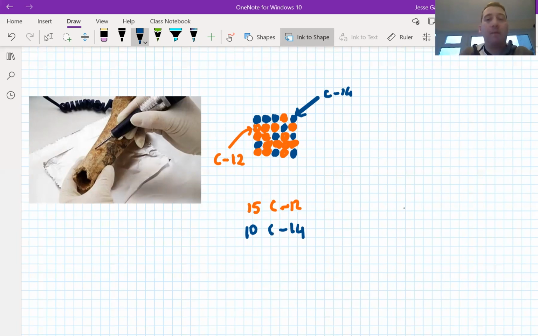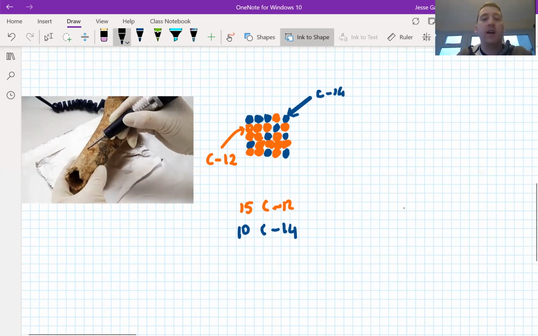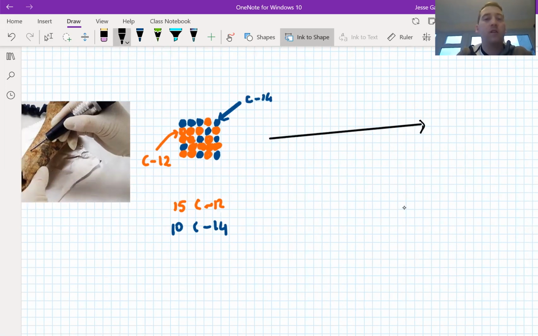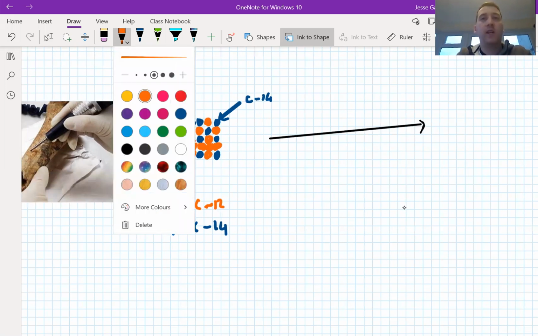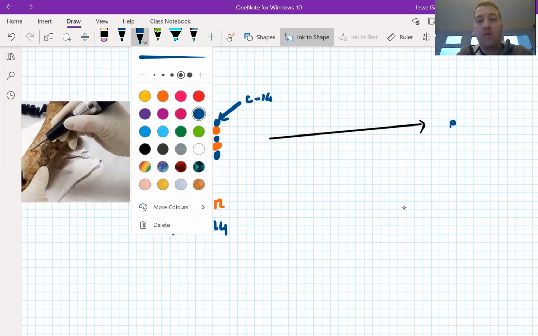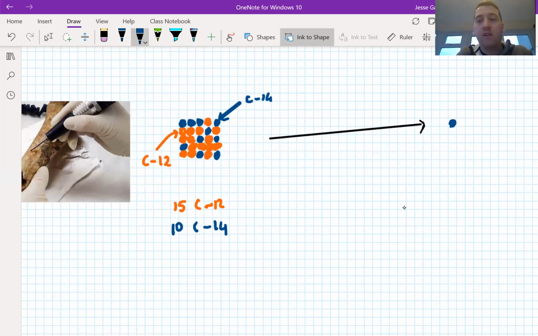The thing is, what happens when the tree dies? When the tree dies, it stops taking in carbon dioxide. It stops doing photosynthesis and taking in carbon dioxide. And when that happens, well, the carbon-14 is going to start to decay. Say after a certain amount of time, instead of 10 carbon-14 atoms, we now have 5 left.